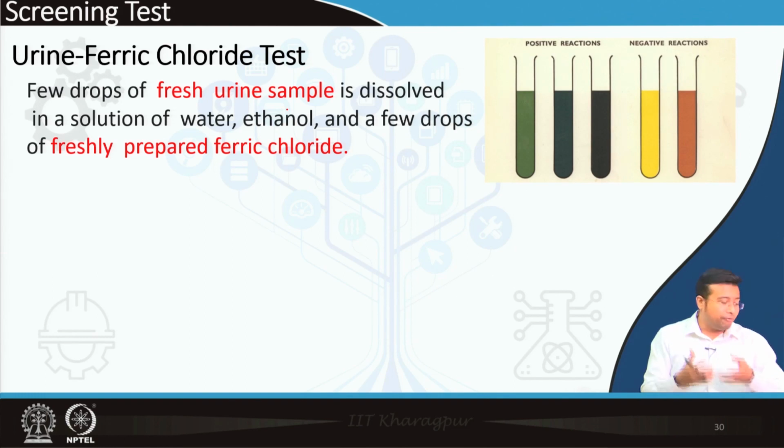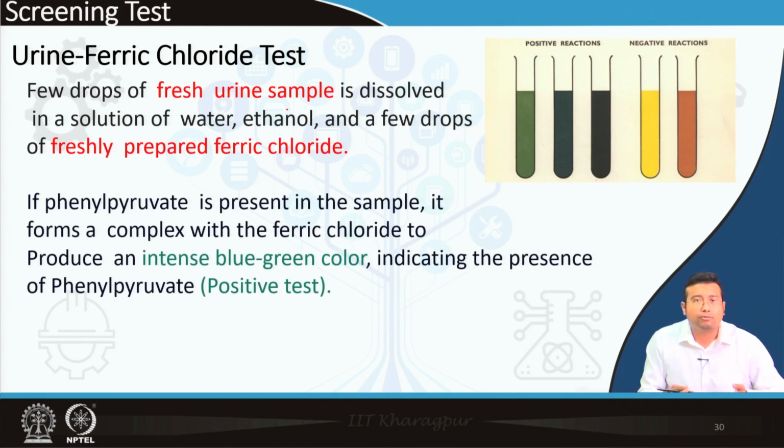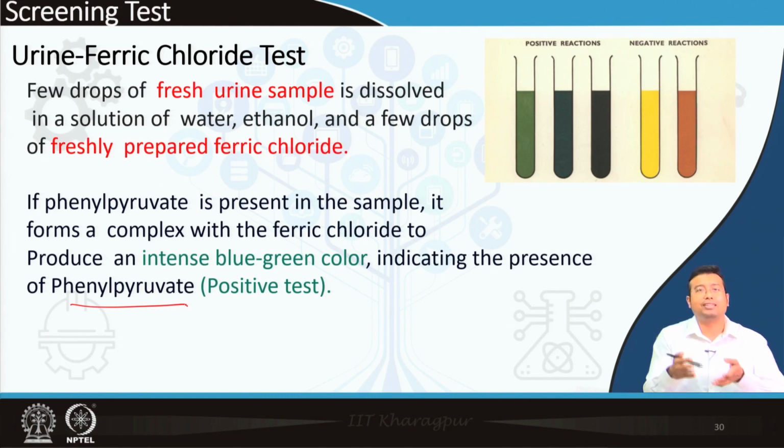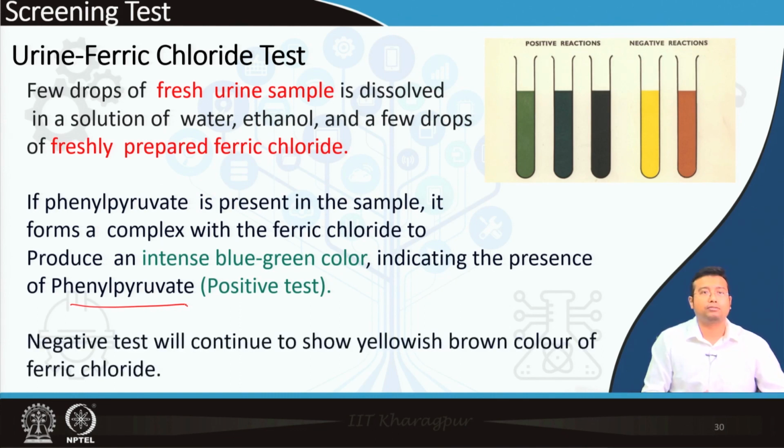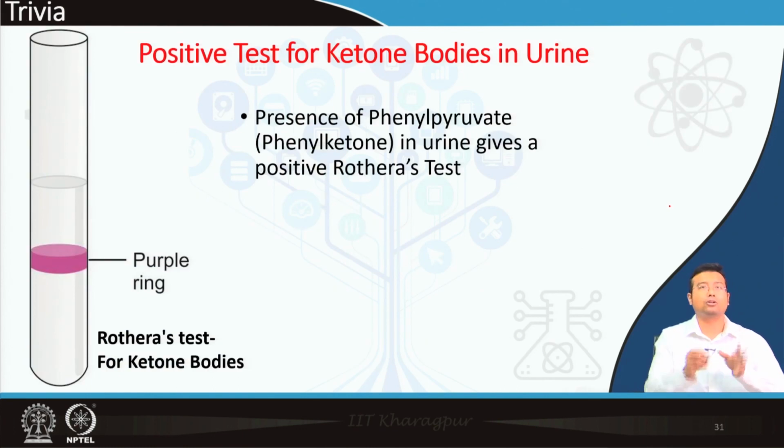So, what will happen? Phenyl pyruvate, being a phenyl ketone, gives an intense blue green color and it indicates a positive test. So, if there is phenylalanine, ultimately it will be converted to phenyl pyruvate, through alternative paths of metabolism, and that will lead to a positive test for phenylketonuria. If the test is negative, it will show the brownish or yellowish color of ferric chloride. So, the test for ketone bodies is positive in phenylketonuria.